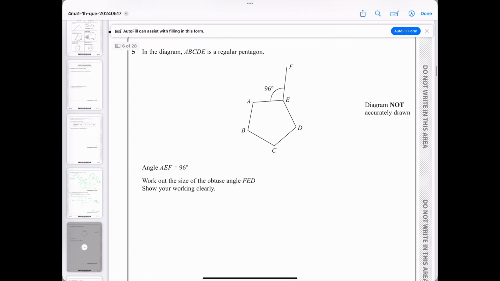I'm going to do a 5 as well. Right. In this diagram, ABCDE is a regular pentagon. Okay, and then AEF is 96. Work out what FED is.